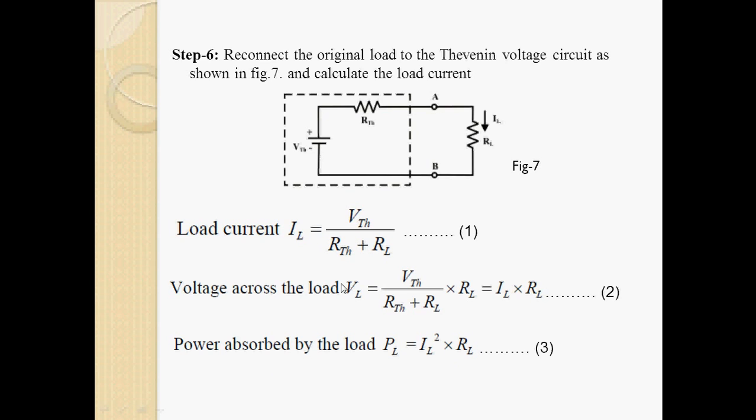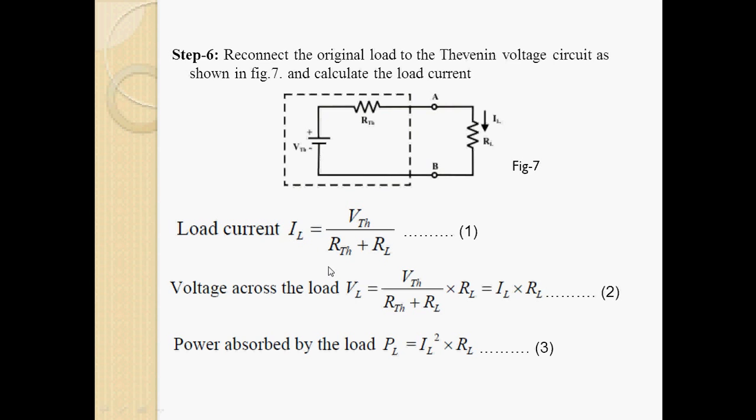See the advantage of using Thevenin's theorem. This VTH and this RTH are independent of the load resistance RL. So for different loads, your VTH and RTH will remain the same. You can calculate IL for different loads just by replacing the value of RL, and that will be your load current.